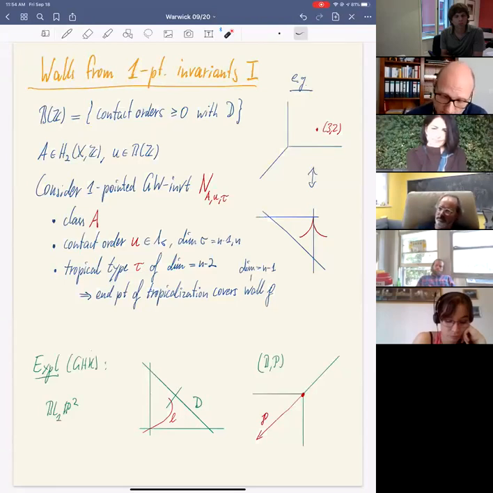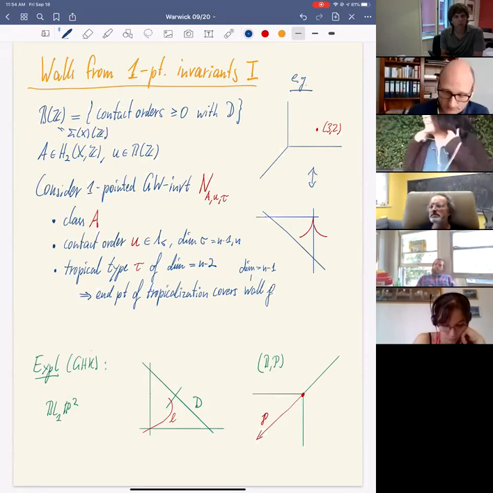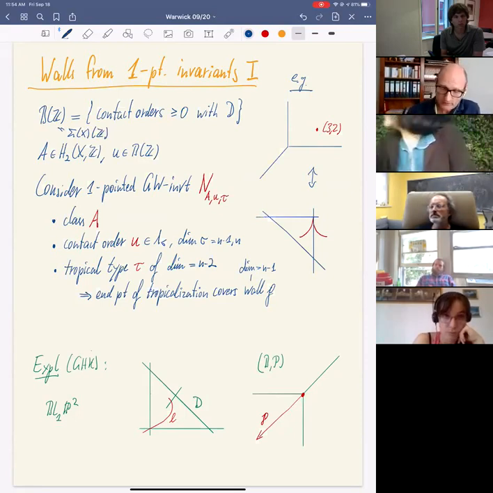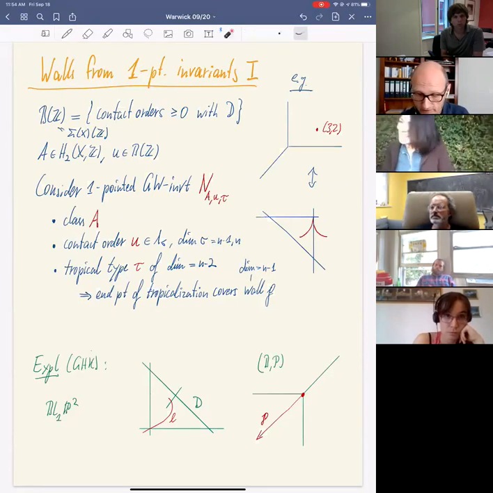So Dan already reminded you of the integral points of this B, which, not sure, was it in his talk? Did he write it as B, or as sigma of X of Z? Sigma of X. Okay. So now it's called B of Z. These are the integral points on B in any chart, with non-negative contact orders with D.